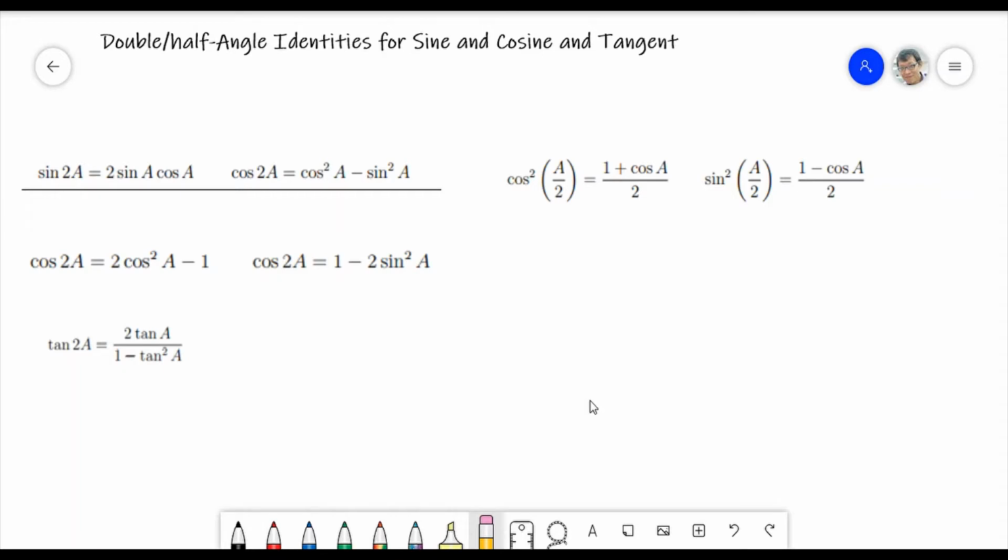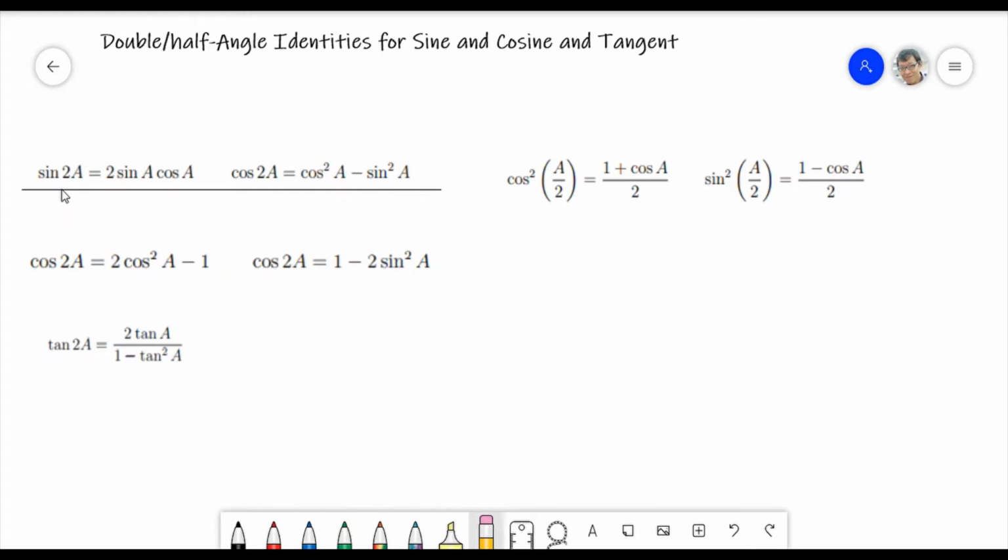Let's recall last time we learned about the summation and subtraction of two angles for sine and cosine, right? Based on that, I already proved, in fact, the formulas for 2a, the double angle. So let's first see all of this.